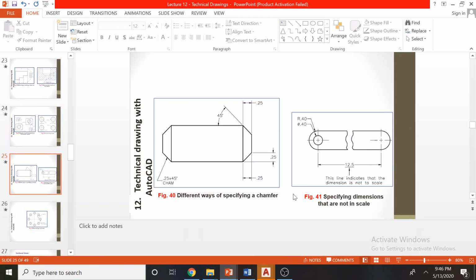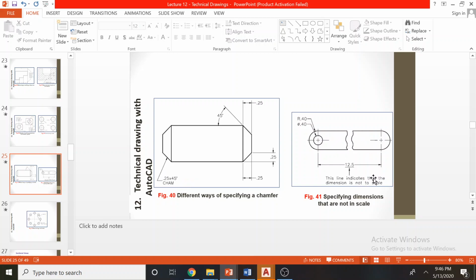Then when it comes to chamfers, you can use these methods: angle, distance, distance, or else in SolidWorks and other software this method is also applied. In writing you can have the word chamfer and give the angle and the distance.